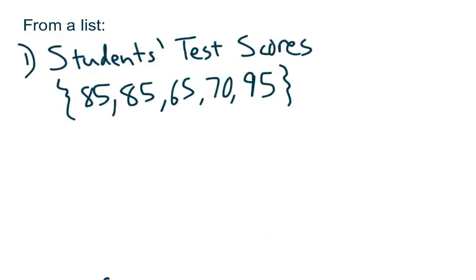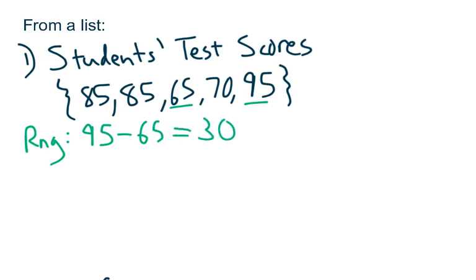So let's talk about a list. Let's say from students' test scores, we want to find the median, mode, mean, and range of the whole thing. Let's start off with the range. I think that might be the easiest one to start off with. For the range, we take the largest value, which is 95, and subtract the smallest value, which is 65. That gives us 30. So our range is 30.